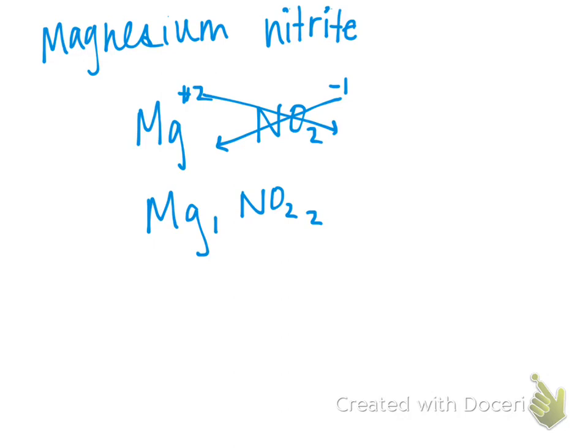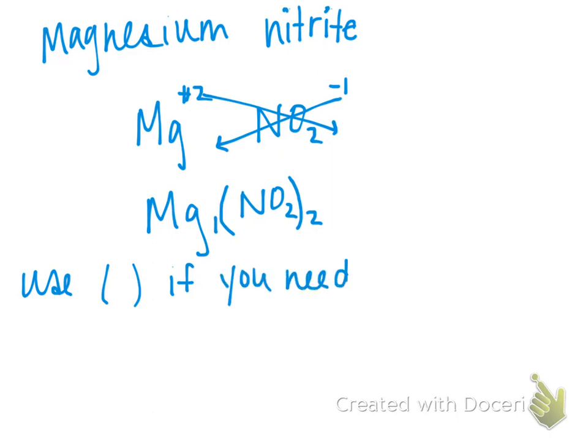We can't just have two subscripts hanging out right next to each other. Anytime you have more than one of a polyatomic ion, you put it in parentheses. So you use parentheses anytime there are more than one. So I would write that down. Use parentheses if you need more than one of a polyatomic ion.